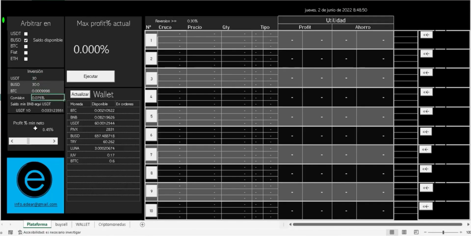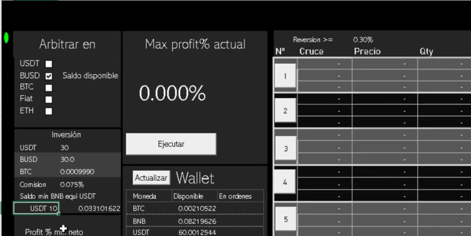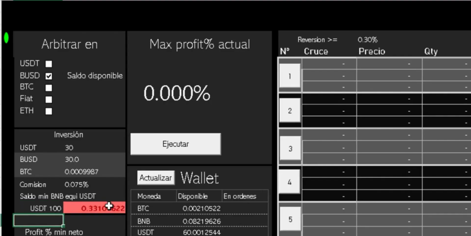We have to remember that if we have BNB in Binance, the commission charge decreases. So I recommend having BNB, and for that I have this alert that is here. How does this alert work? When my BNB, equivalent to this amount of USDT that I have placed, is below it, an alert appears. This can be modified. For example, I'm going to put the equivalent of $100 in BNB. As I do not have $100 in BNB, this alert appears.